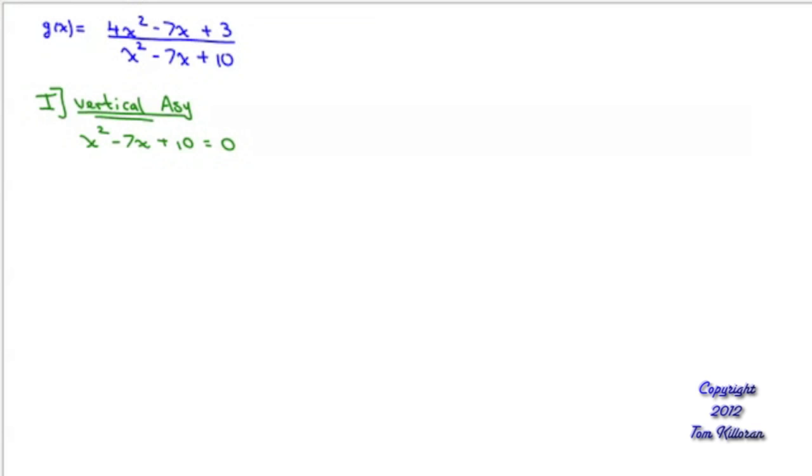All right, hold on a minute. You can pull these off later. Vertical asymptote, take the bottom, set it equal to 0. Are there factors of 10 that add up to 7? Yes. 2 and 5, so this would be x minus 2, x minus 5. And it's equal to 0. So we get x is equal to 2, x is equal to 5. Yes, you should be able to do it that quickly.